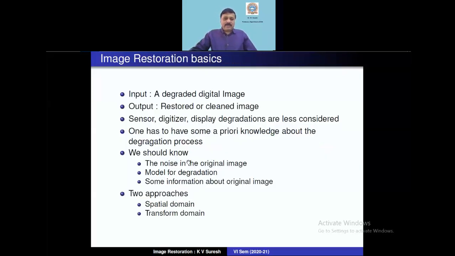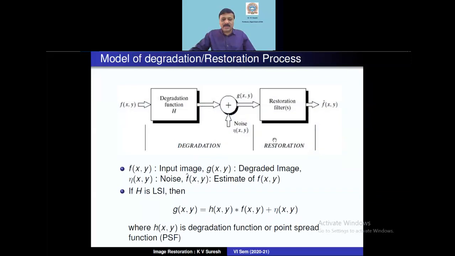Okay, so we looked into the model. There is an input which is a degraded image, and there is an output which is the restored or cleaned image. What we should know is the noise that would have corrupted the image, and we should have a model for the degradation. And it would be good if you know some information about the original image. There are two approaches, as I mentioned in the last class: spatial domain and transform domain. So this is a very important slide. This is a model for degradation followed by restoration. This is a complete model, and we have made some assumptions here.